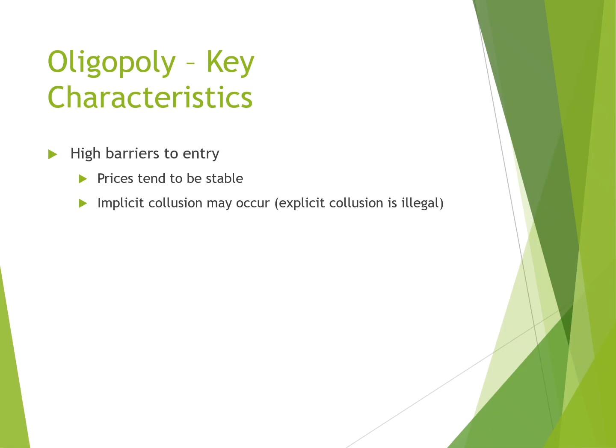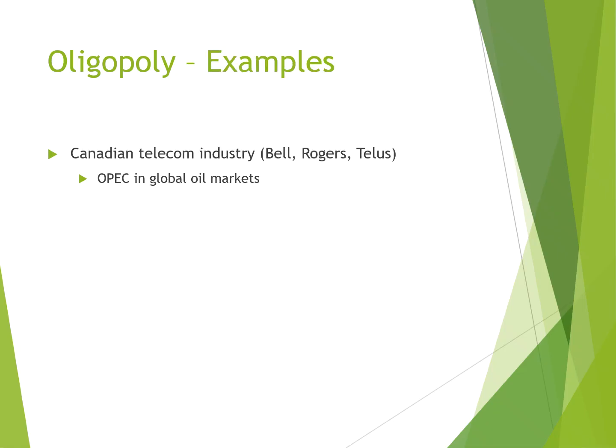Prices tend to be relatively stable because firms try to avoid price wars. Firms may engage in implicit collusion, where they follow similar pricing behavior without explicit agreements. A good example of an oligopoly is the Canadian telecom industry, dominated by Bell, Rogers, and Telus. Another example is OPEC, where a small group of countries can influence global oil prices by coordinating output.